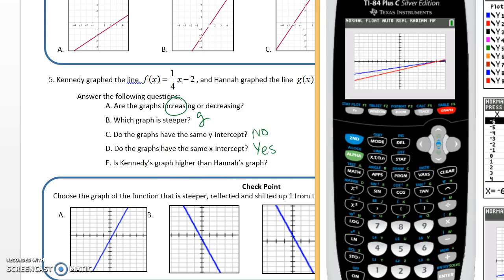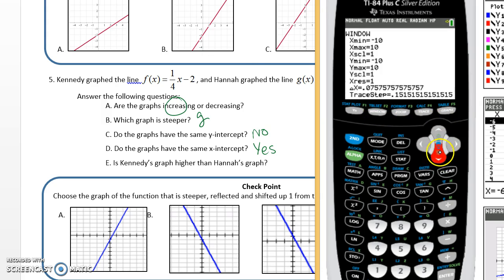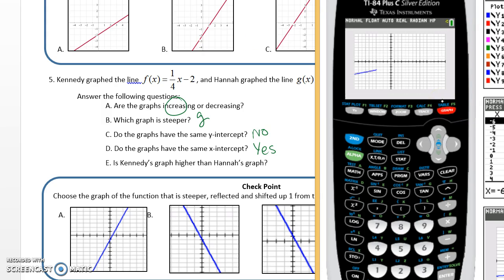Actually, let's look at that one more time. Right now, Kennedy's was blue. That was the F graph. That is higher than the red, but eventually it will take over. The red one will take over and become higher. If you need to see that, you can adjust your window. If we want to scoot it over just a little bit, let's change our X maximum to be 15. And we can just double check that to make sure we're right.